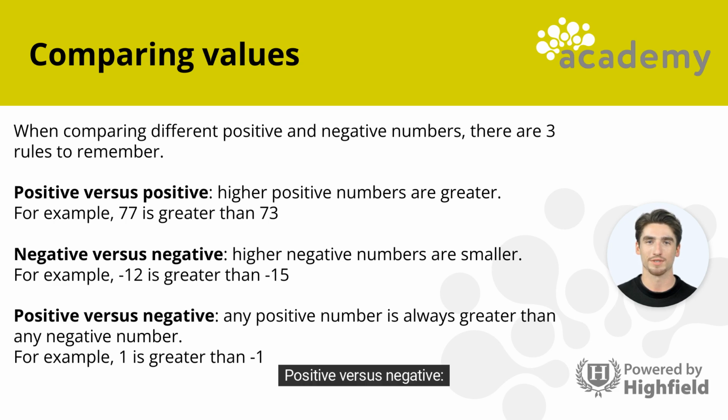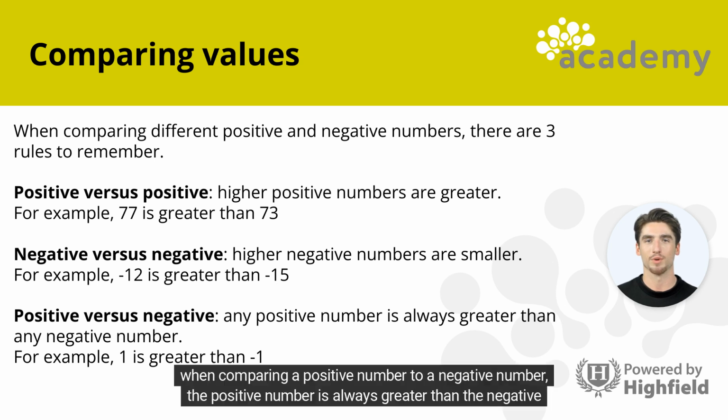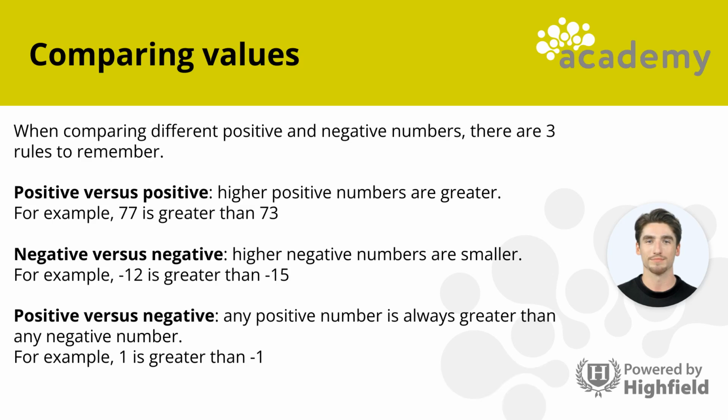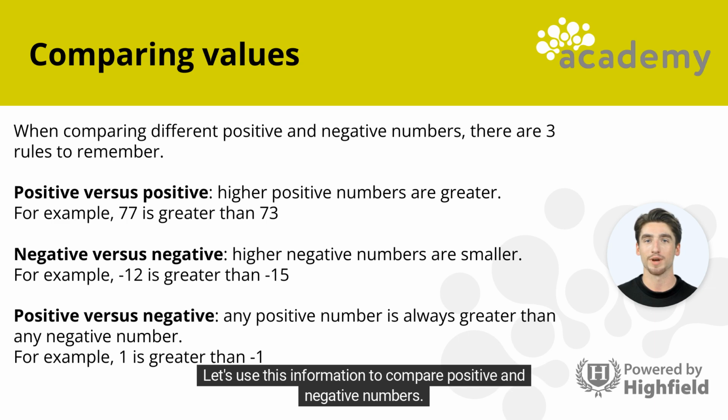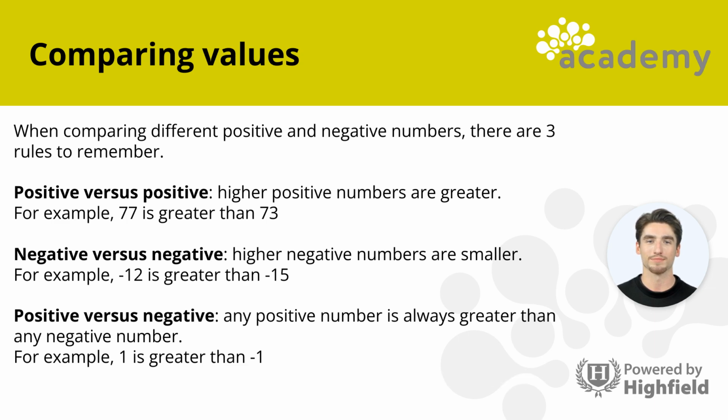Positive versus negative. When comparing a positive number to a negative number, the positive number is always greater than the negative number. For example, 1 is greater than -1. Let's use this information to compare positive and negative numbers.